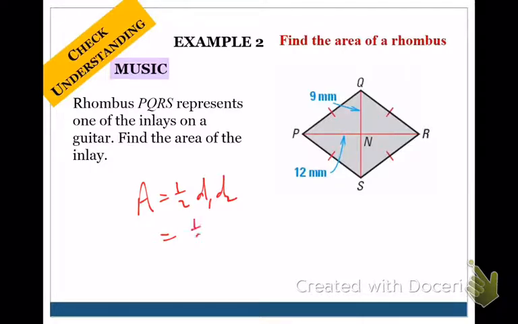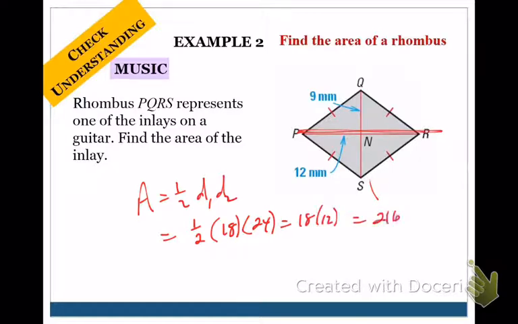Okay, well, how long are the diagonals? Well, diagonal 1 could be this one, which is not 9, it's actually 18, because remember the diagonals in a rhombus bisect each other. And then the second diagonal is going to be this guy right here, which is going to be 24 instead of 12, because again, the diagonals bisect each other. So we need 18 times 12, which is 216 millimeters squared. Quick verification, and that's right.